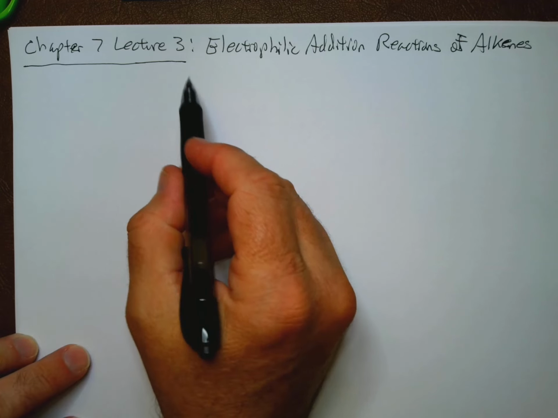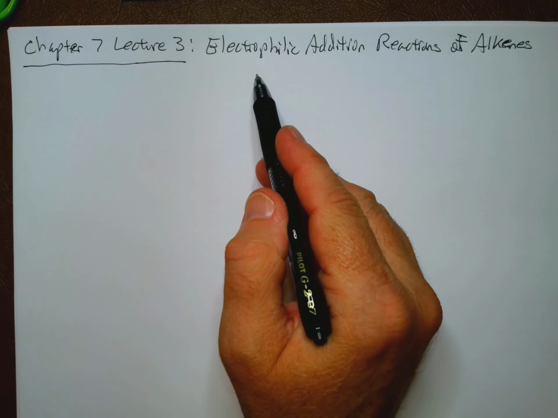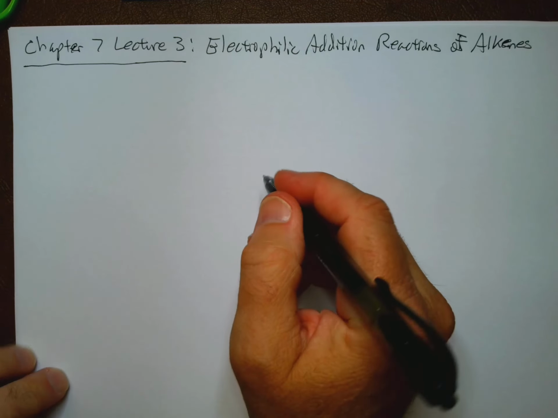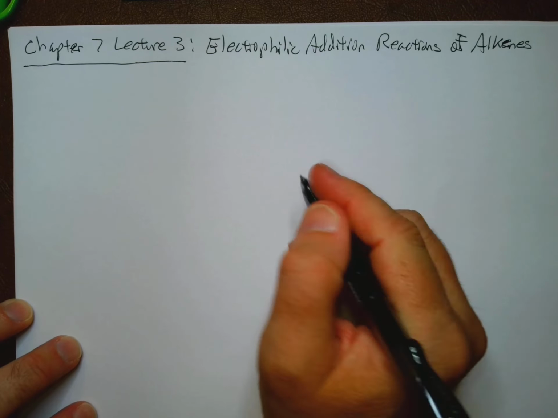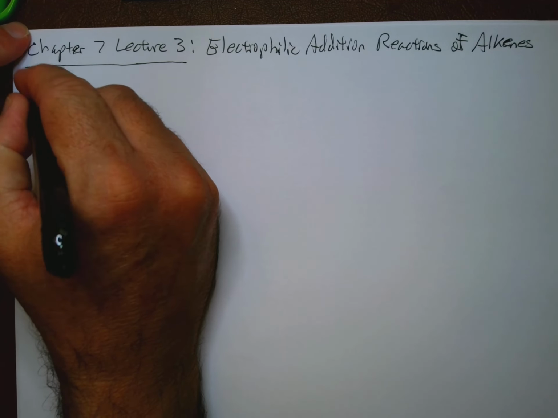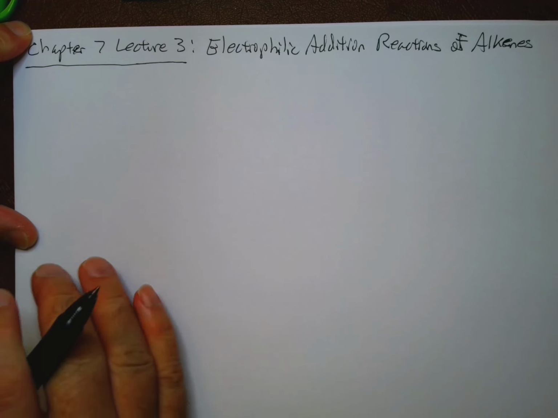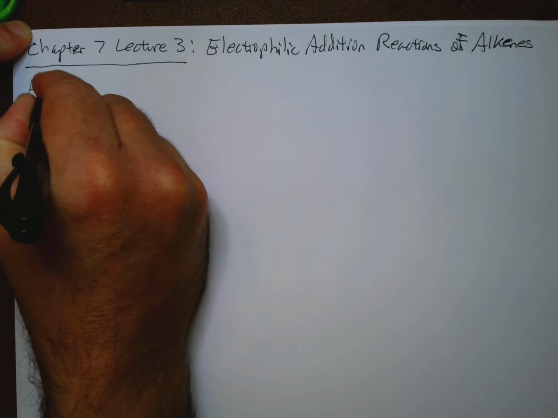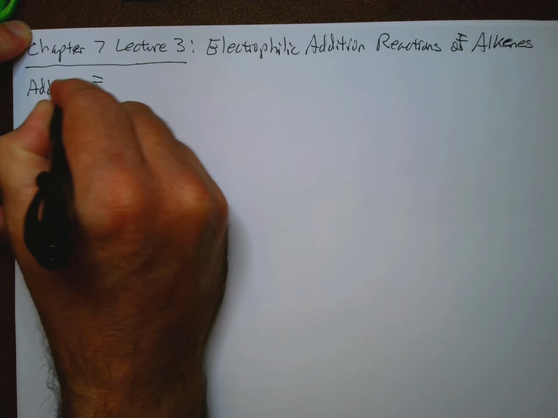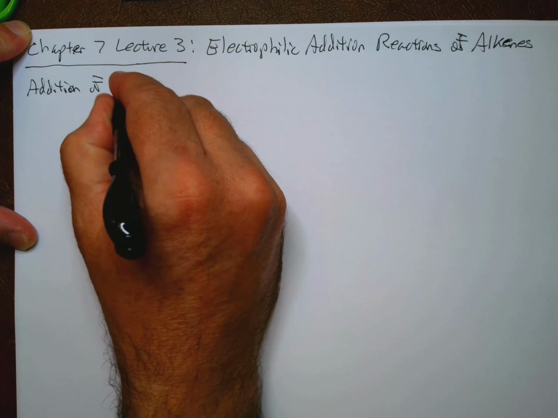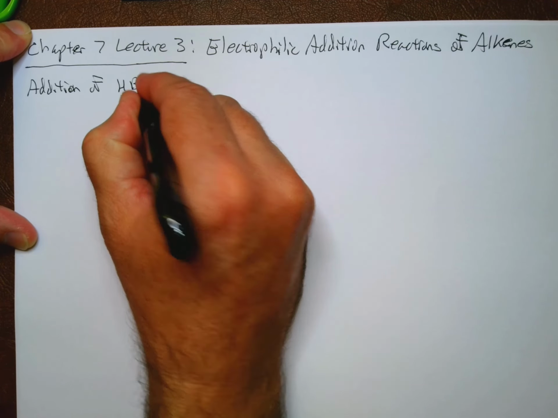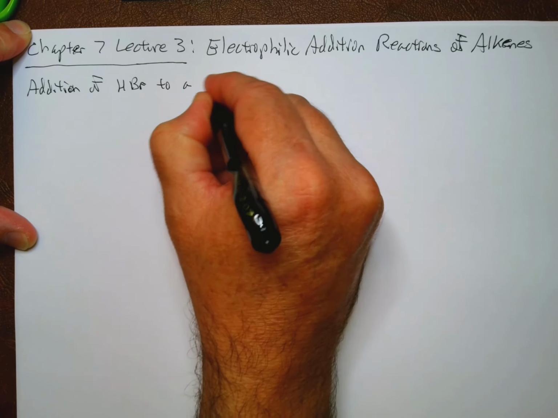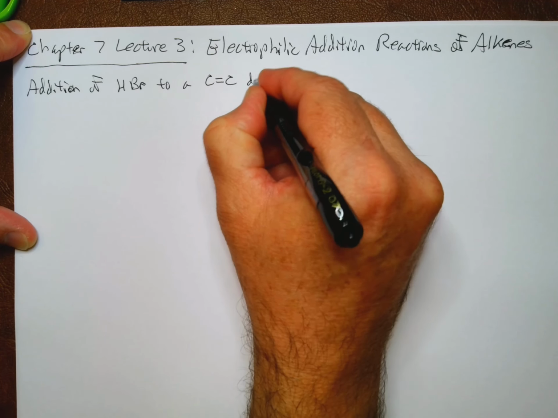And in this lecture, we'll take a look at our first real reaction of the semester, which is the electrophilic addition reactions of alkenes. In particular, let's look at the addition of a hydrohalide to a carbon-carbon double bond. And we could do any hydrohalide. I'm going to use HBr to a C=C double bond.